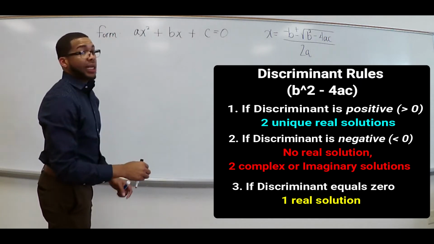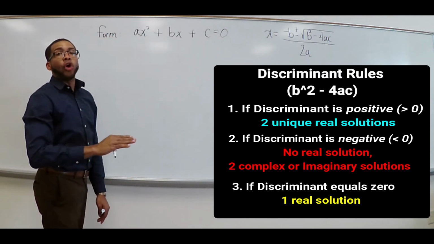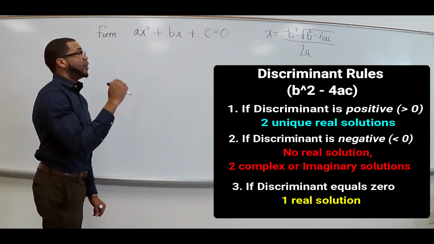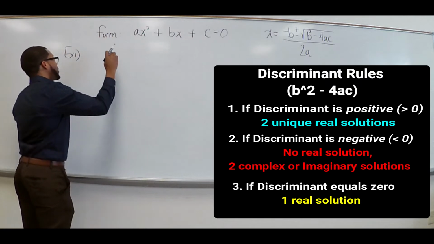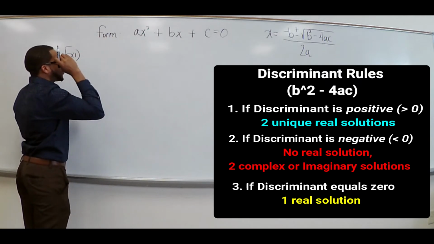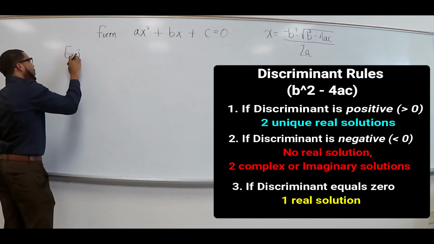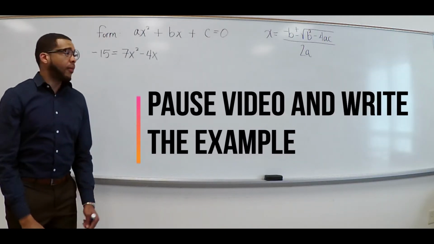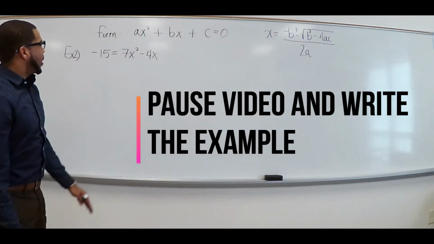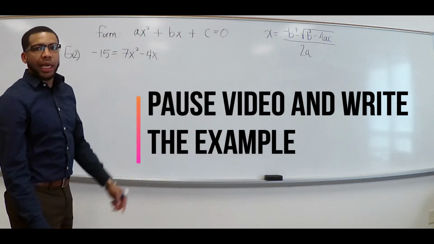If your discriminant is negative, you have no real solutions. If your discriminant equals 0, you have one real solution. We're strictly focused on the real number system right now. That's why I keep saying real. Example number 2. Before we start, is this equation set up like our family?